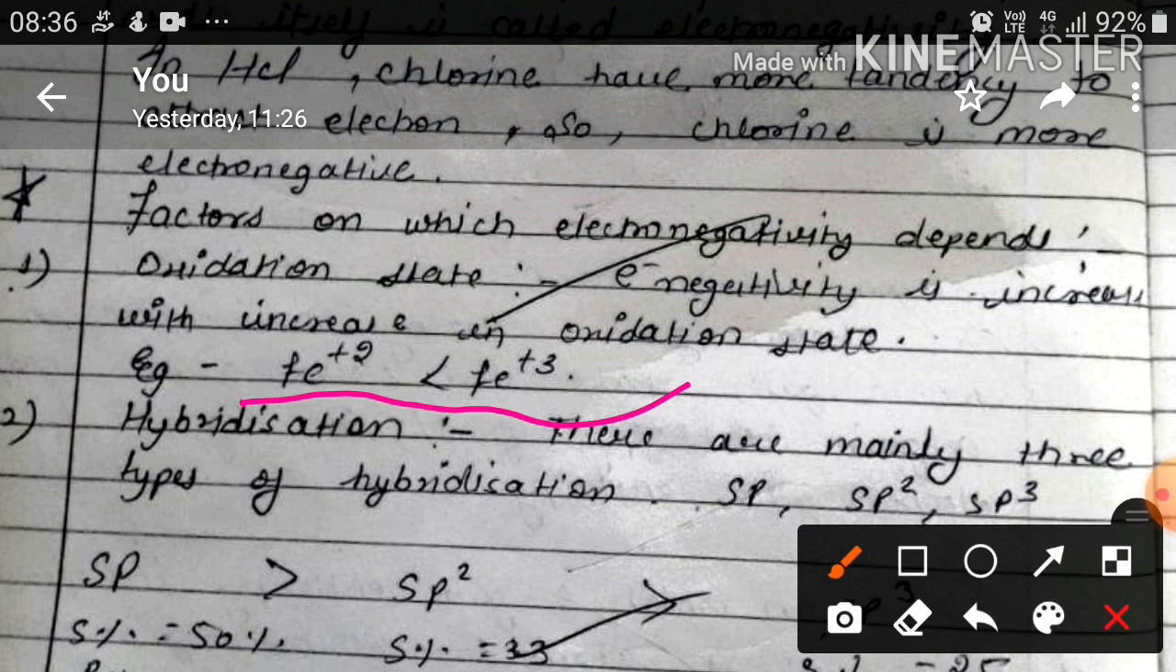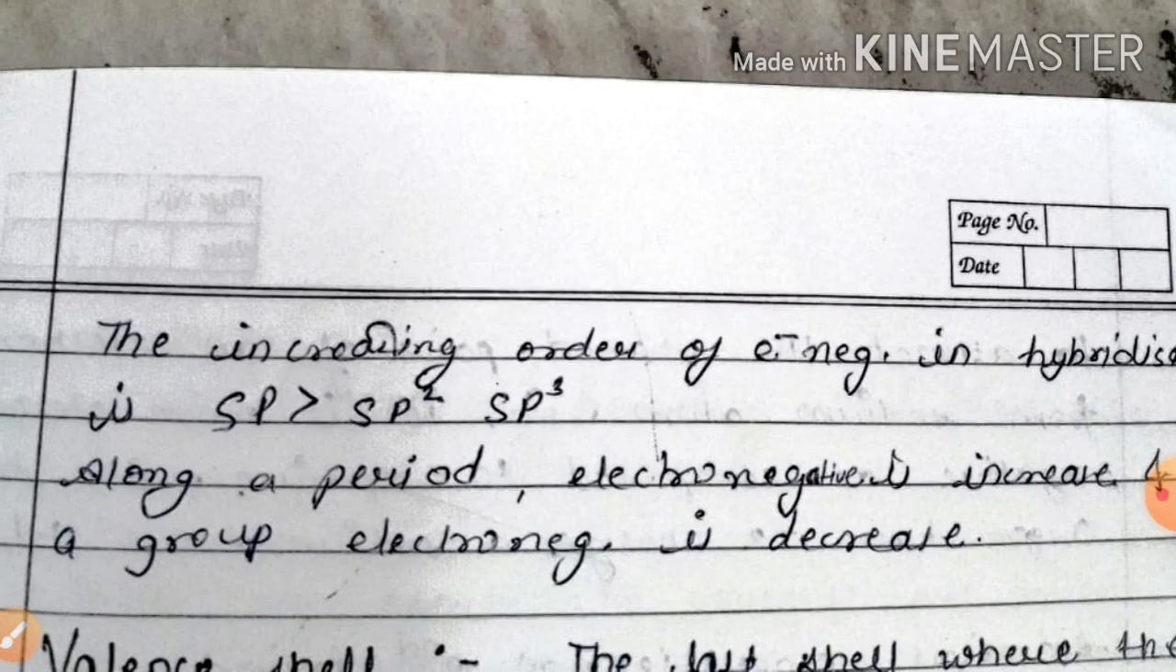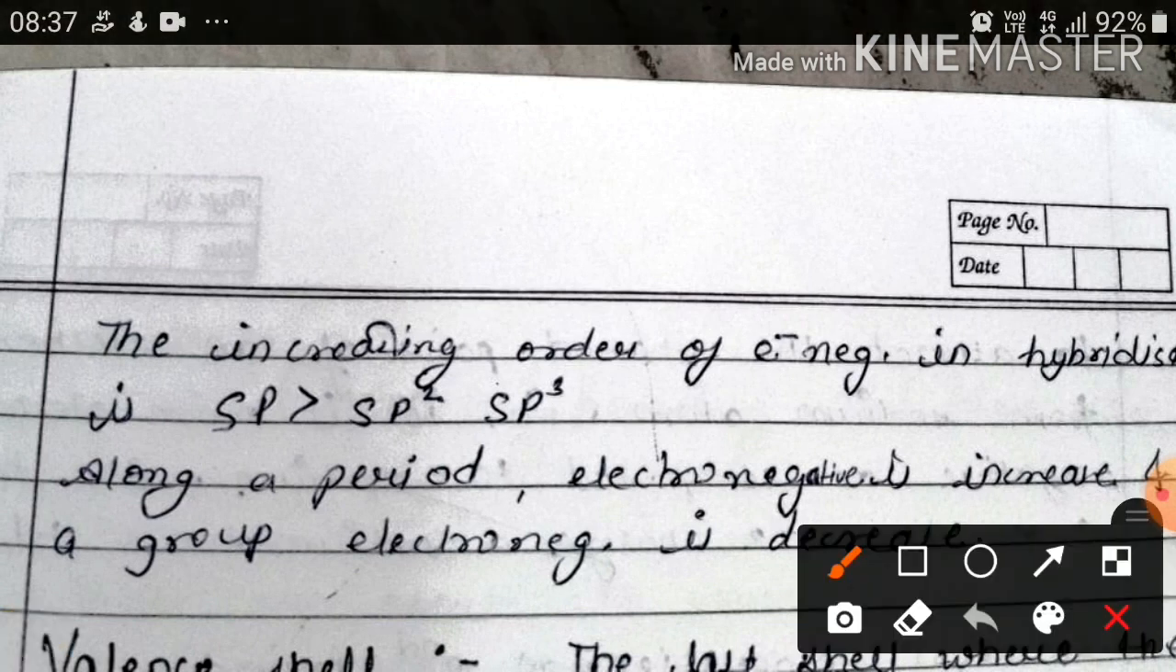And the next is hybridization. There are mainly 3 types of hybridization: sp, sp2 and sp3. Now we know that the decreasing order of electronegativity in hybridization is sp, sp2 and sp3. Here sp has more electronegativity as compared to sp2 and sp3. Now how does electronegativity vary along a period and along a group? Along a period electronegativity increases, and along a group electronegativity decreases.